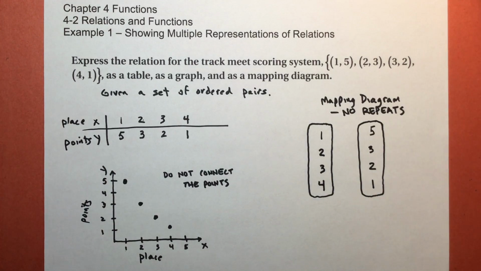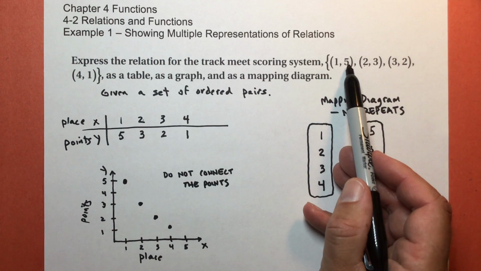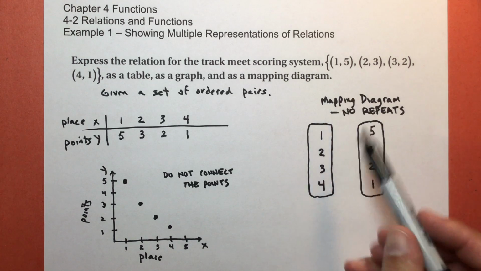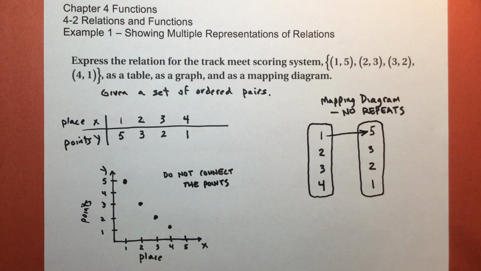And the next example, double check. Yeah, the next example doesn't do it either, but that's okay. We'll see that later. The last part you need with the mapping diagram is you need to have arrows. So you see how 1 is matched up with 5, it's an ordered pair. So I'm going to draw an arrow from here to there, just like that.